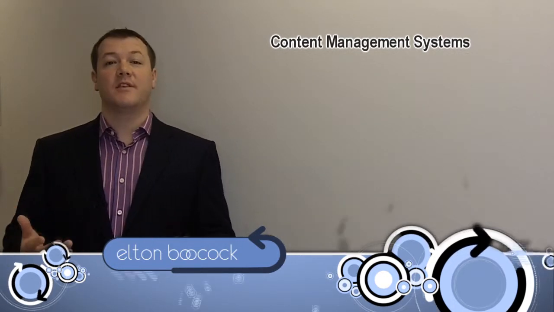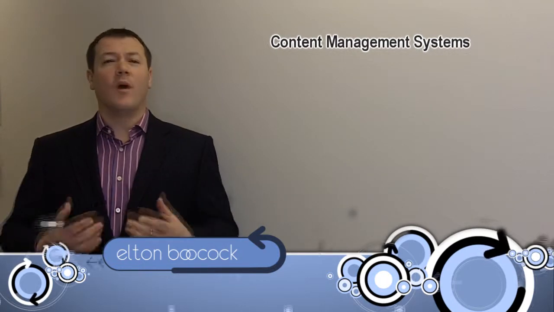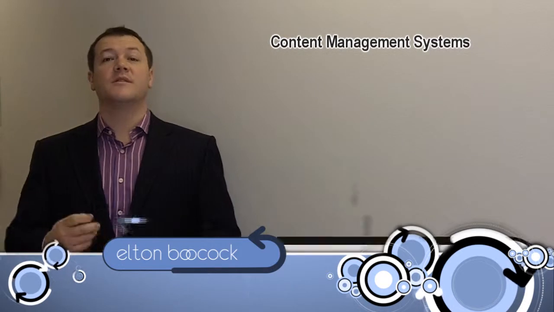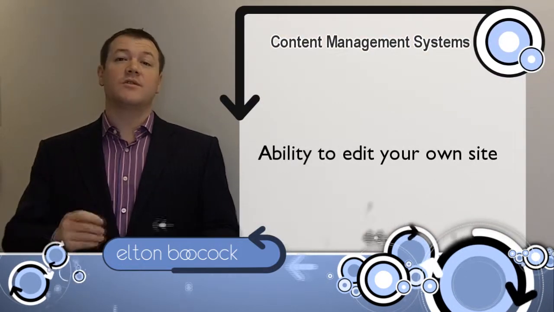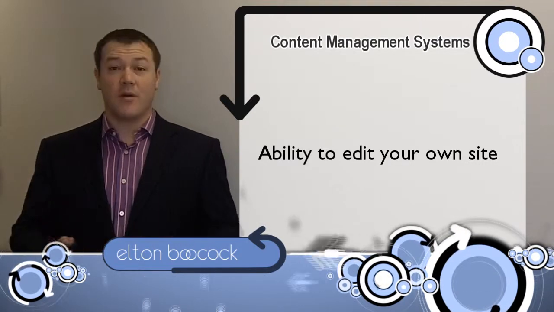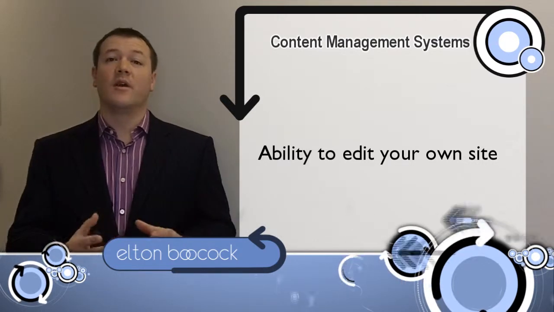Okay, so we're going to have a look now at content management systems. So, first of all, why CMS? CMS is just the initials for content management system. So, okay, why CMS? Well, what a content management system does is allows you to make edits to the content.